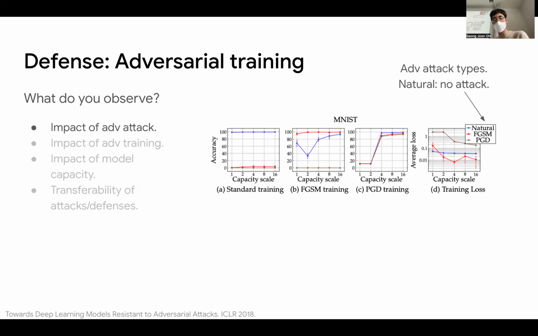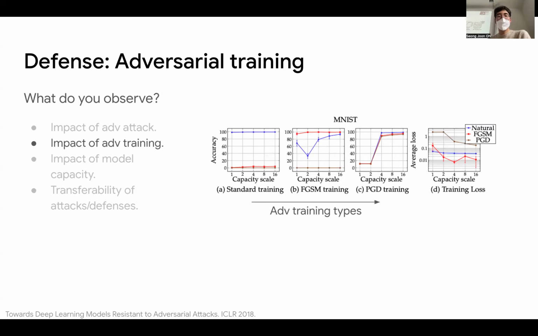So the impact of adversarial attack is very strong, right? Yeah, it pushes all the scores down to close to 0 from close to 100. Now, impact of adversarial training. We can look into this axis from A, B, C to A, B, C. And if you train with FGSM samples, then we see that FGSM samples are close to 100 now, right? After training with that particular set of samples.